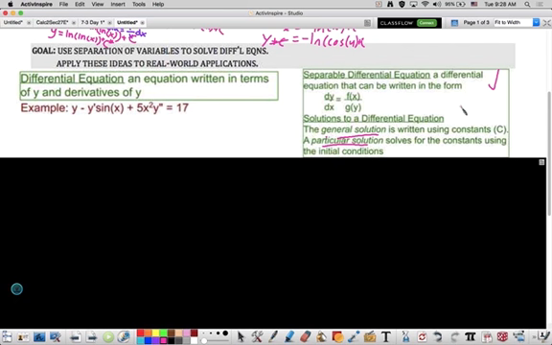The right one? Sure. Separable differential equation: a differential equation that can be written in the form dy over dx equals f of x over g of y. The general solution is written using constants. A particular solution solves for the constant using initial conditions. And these give rise to what you call initial value problems. So we're going to do some of those today. We've probably done those before.